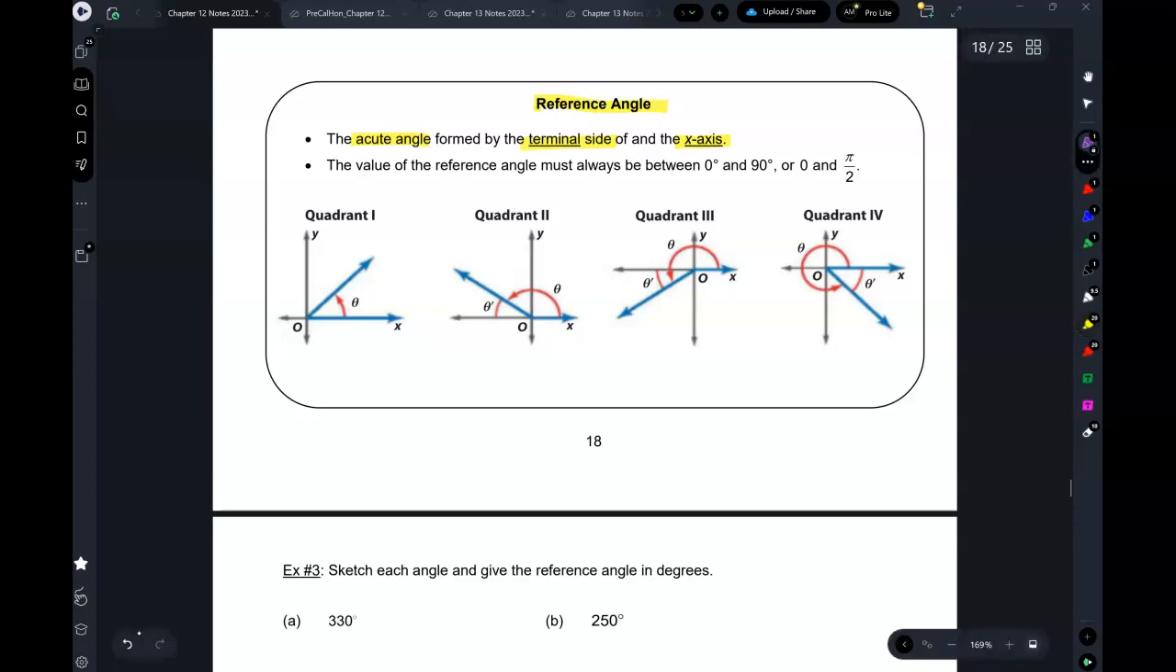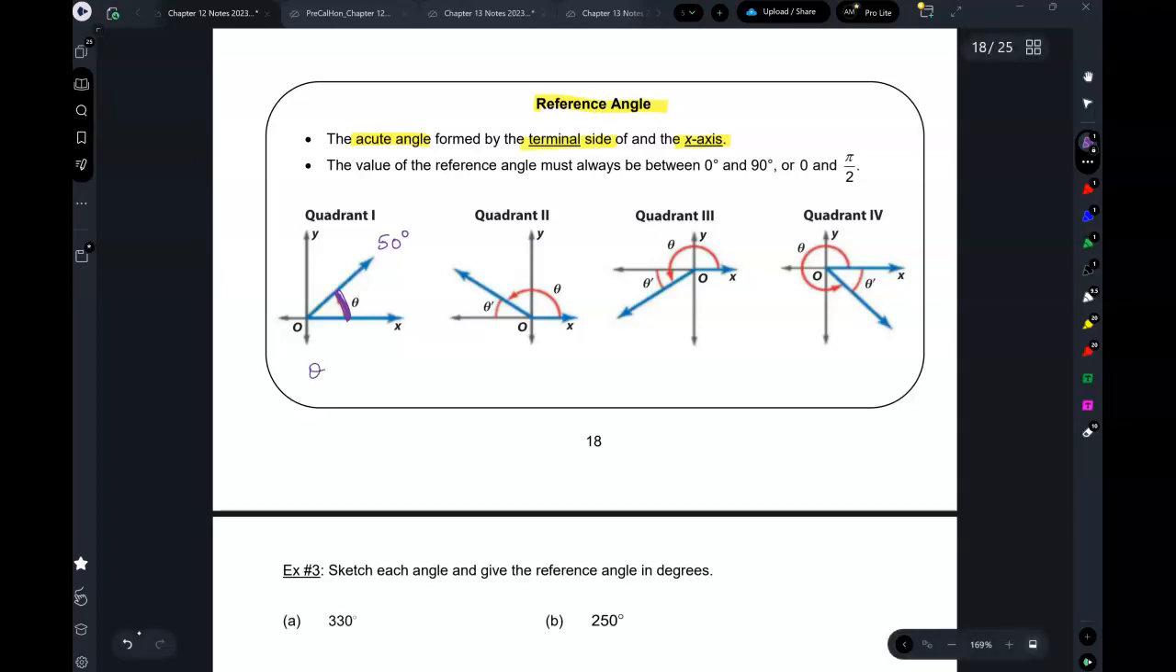So let's see how we find the reference angle. Suppose you have an angle here of 50 degrees. Okay? The distance between the terminal side and the x-axis is 50. Reference angle is 50. There is no real change.